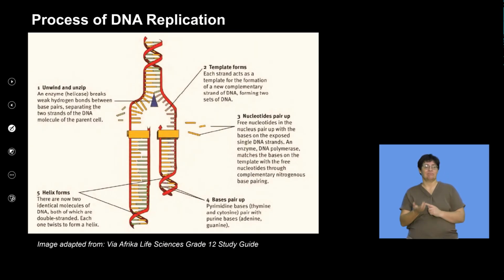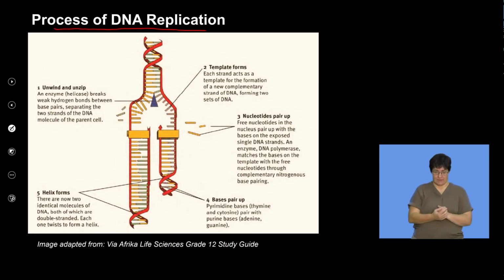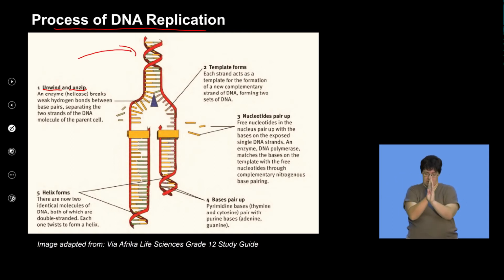In this illustration, I've outlined the process of DNA replication in a series of different steps that are illustrated in numbers. I'm going to talk you through this process so that we can understand what happens, and exactly how the DNA molecule is able to produce a new copy. The first process in DNA replication is that the DNA will unwind and unzip. Here we see the DNA molecule going through a process of unwinding and unzipping.